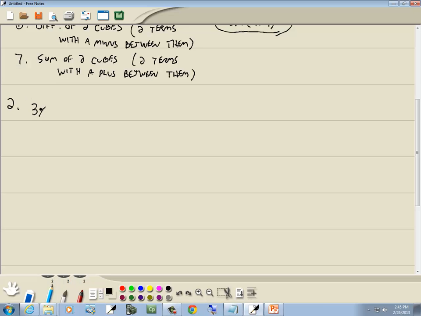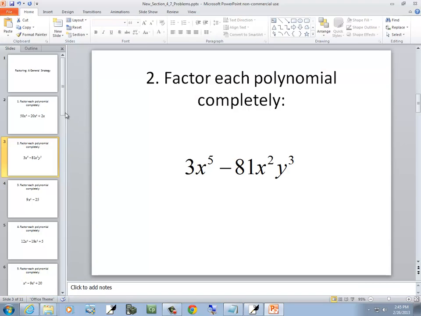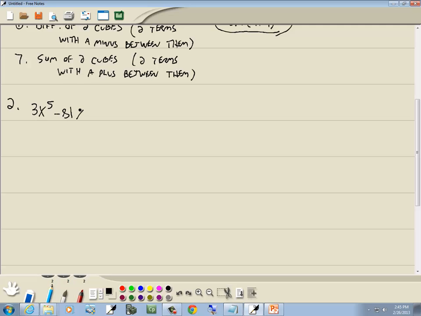We've got 3x to the fifth minus 81x squared y to the third. Well, first thing, GCF. Both are divisible by 3, and they both have at least an x squared. So that 3's gone. I had 5 x's, I took 2 away, so it leaves me 3 x's. Minus 81 divided by 3 is 27. That x squared's gone, and we're left with y to the third.